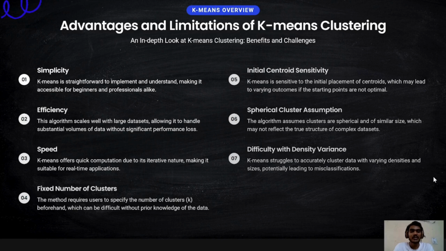Initial centroid sensitivity. K-means is sensitive to the initial placement of centroids, which may lead to varying outcomes if the starting points are not optimal. Spherical clusters assumption. The algorithm assumes clusters are spherical and of similar size, which may not reflect the true structure of complex datasets. Difficulty with density variance. K-means struggles to accurately cluster data with varying densities and sizes, potentially leading to misclassification.